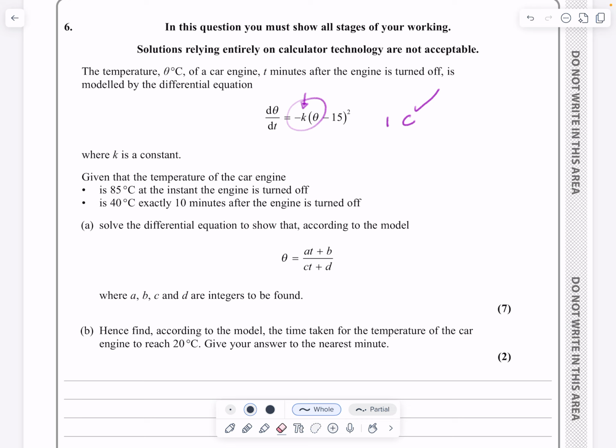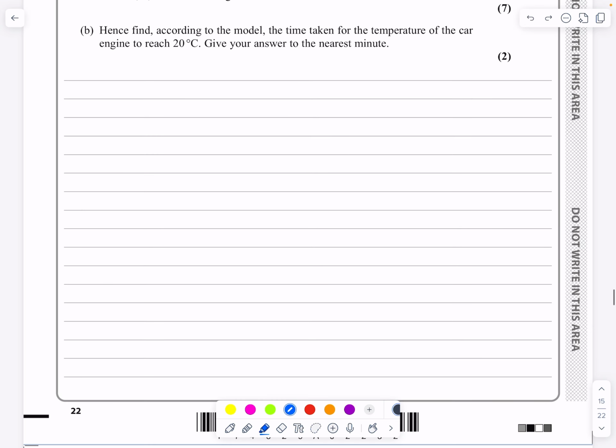And then it says, can we solve the differential equation? Which, yeah, I should hopefully be able to do. But I can see already that I might need to do a little bit of extra work to get it in the format of theta equals whatever we've got there, (AT + B) over (CT + D). Right, let's actually make a start, though.